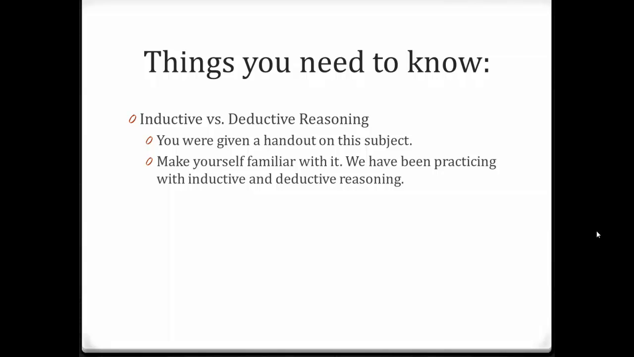The first one is the difference between inductive and deductive reasoning. You were given a handout on this subject, so you need to make sure you understand what that handout says. You've been doing both inductive and deductive reasoning in your homework. Inductive reasoning is when you take a whole bunch of examples and you work out the numbers and you're like, this is a whole bunch of examples and that's why it's true. Or that's why we at least think it's true. Deductive reasoning, we take a broad statement and work towards proving it true with all numbers, without numbers, okay?